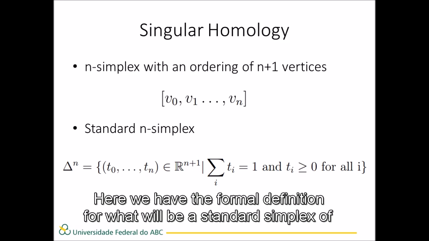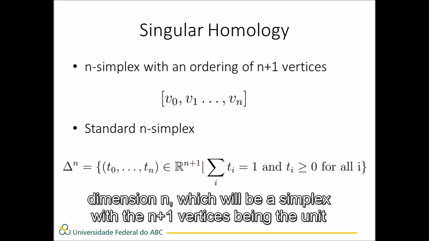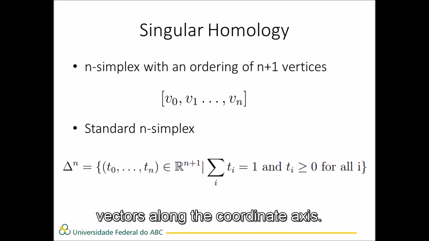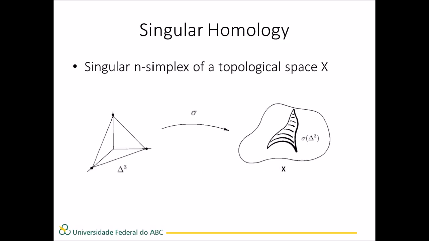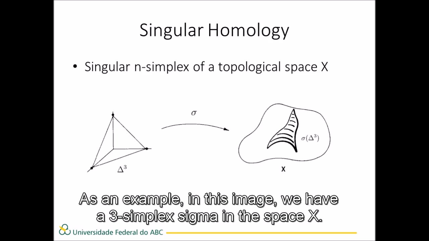Here we have the formal definition for what will be a standard simplex of dimension n, which will be a simplex with the n plus 1 vertices being the unit vectors along the coordinate axis. Now, a singular n-simplex in a topological space X will be any continuous function from the standard n-simplex to X. As an example in this image, we have a 3-simplex sigma in the space X.